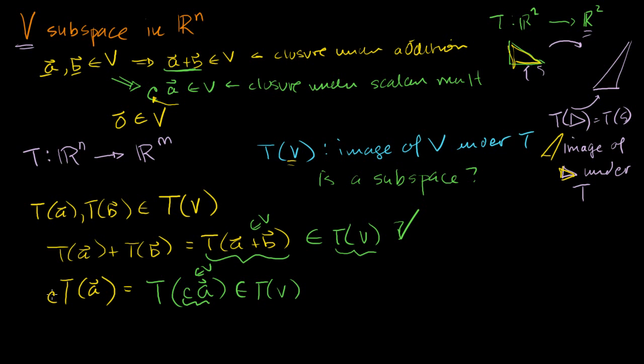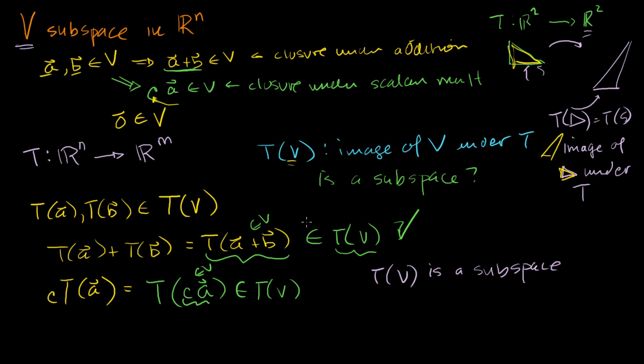And obviously, you can set this equal to 0. The 0 vector is a member of V. So if you just put a 0 here, you'll get the 0 vector. I don't care what this is, if you multiply it times 0, you're going to get the 0 vector. So the 0 vector is definitely also a member of TV. So we come to the result that the image of V under T is a subspace, which is a useful result that we'll be able to use later on.